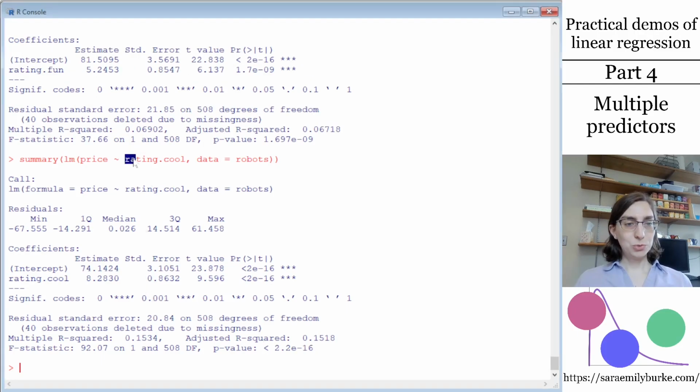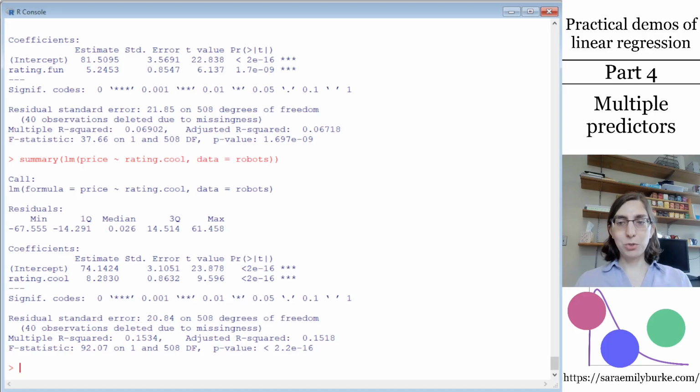Similarly, when we use rating.cool as the predictor of price, when participants subjectively evaluate a robot as cooler, they also are willing to pay more for it. So 1 unit of coolness is associated with $8.28 more price, and that association is also statistically significant. Both of these relationships are consistent with what we would expect. But the same participants gave ratings of fun, cool, and price.